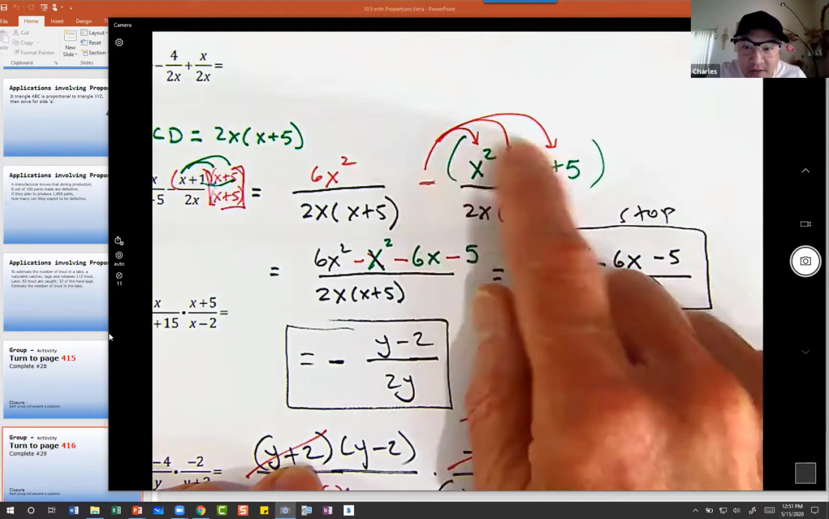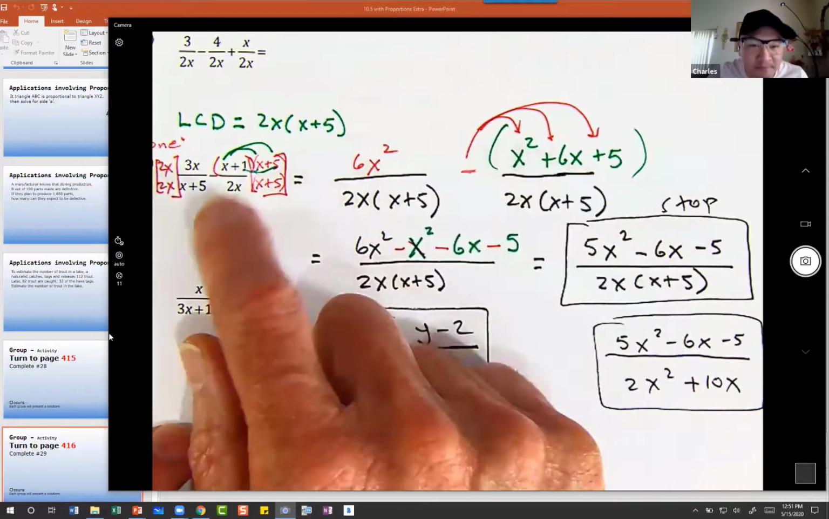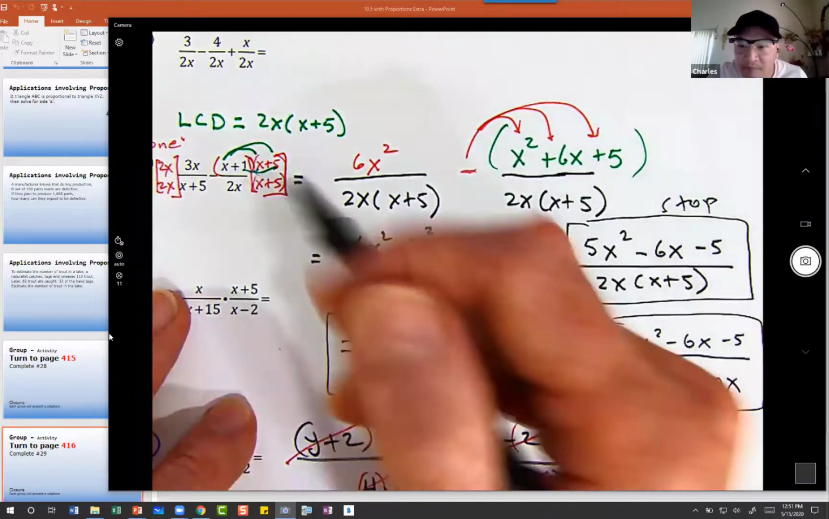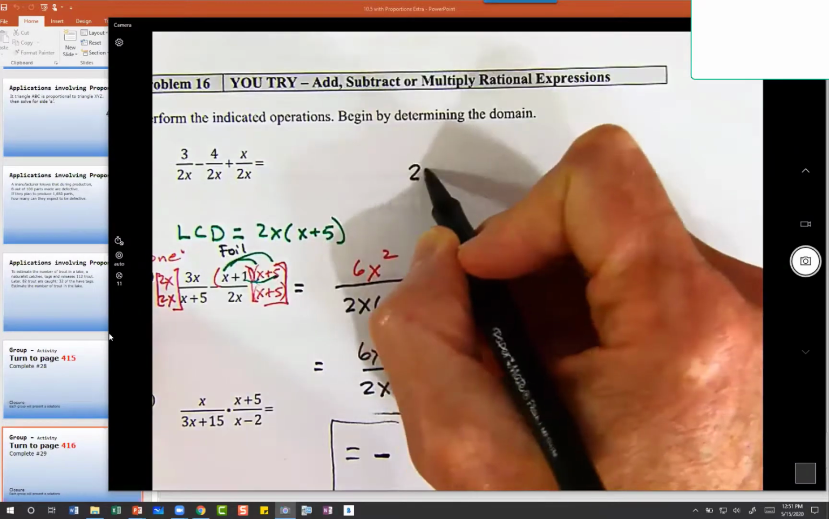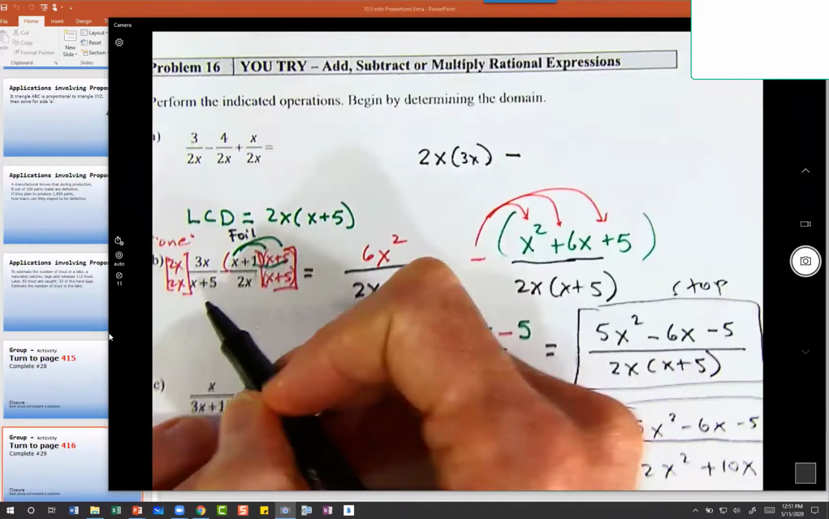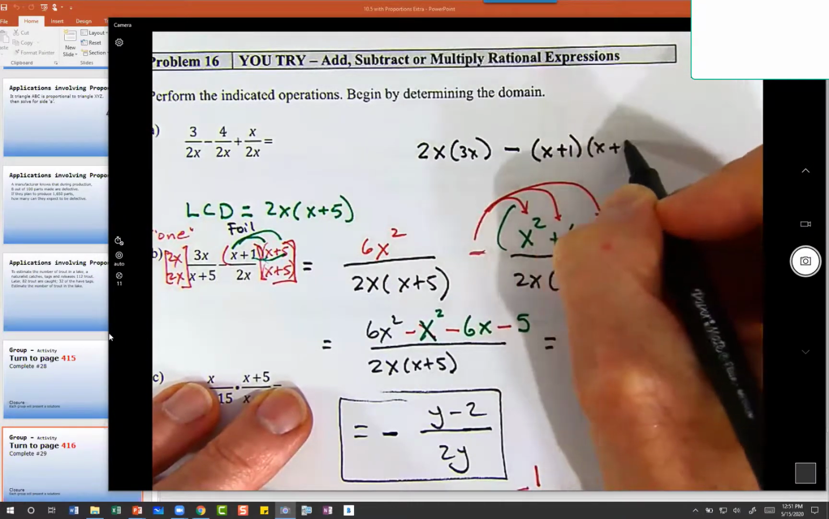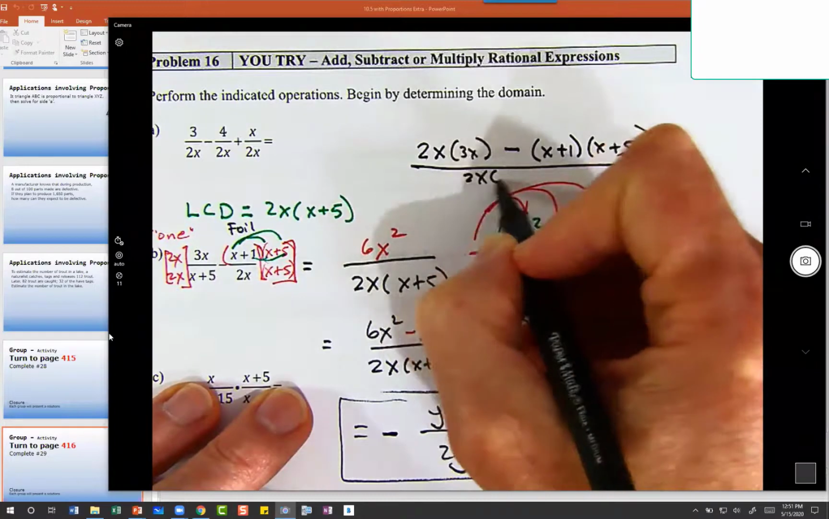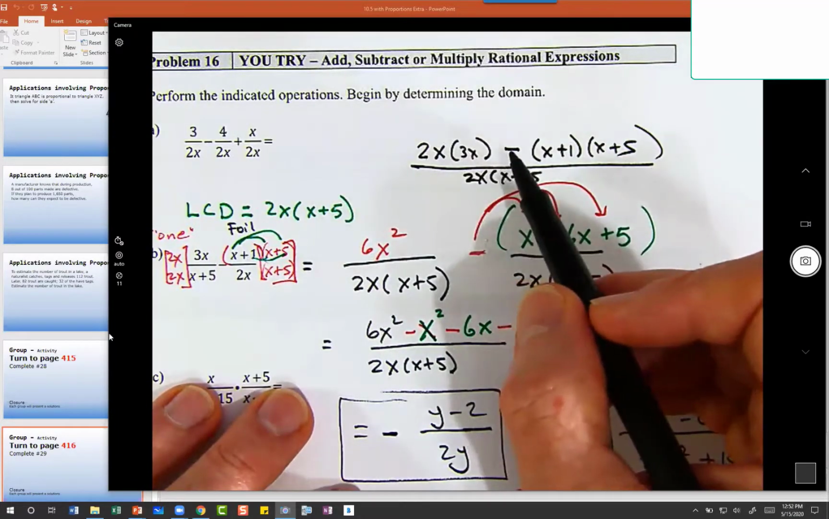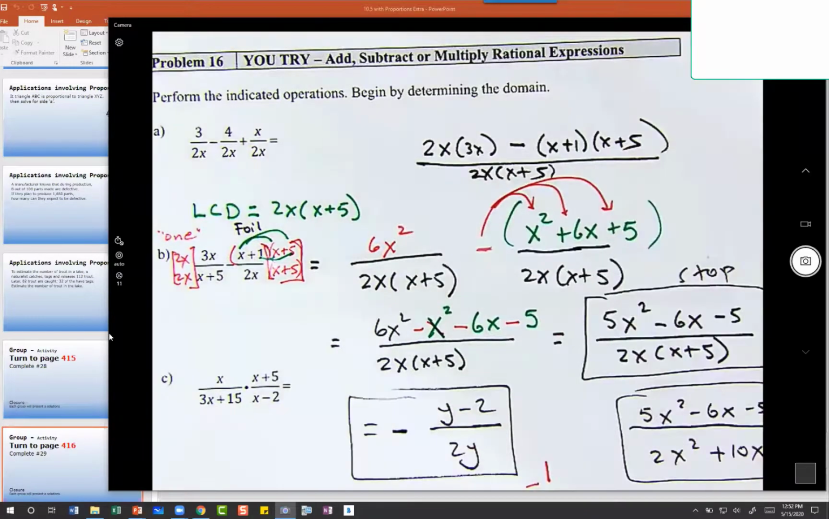The distribution or foiling? The foiling's where it got me. Yep, right there. So group times a group, that required FOIL. Mm-hmm. 2x times 3x minus, there's still that minus though. X plus 1, x plus 5 over 2x times x plus 5. Because of the minus here, we can't cancel. Yeah. That's where that went south for you.